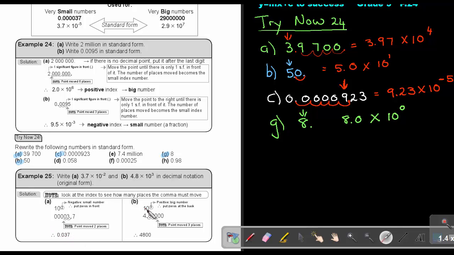So it will be 0.037. If I look at this one, it's positive, so I will put the zeros at the back. And I will move it 3 places. 1, 2, 3. And I will scratch that. So it will be 4800.